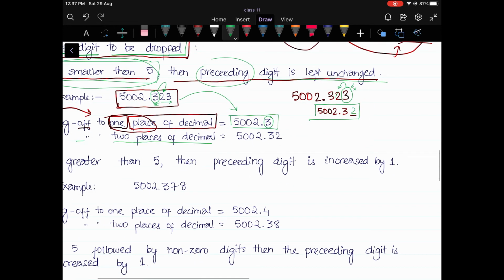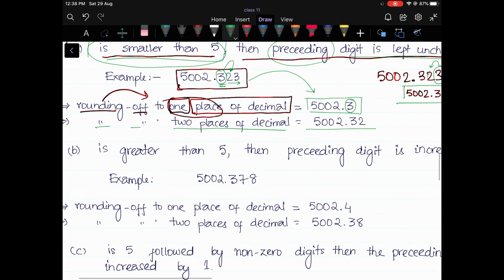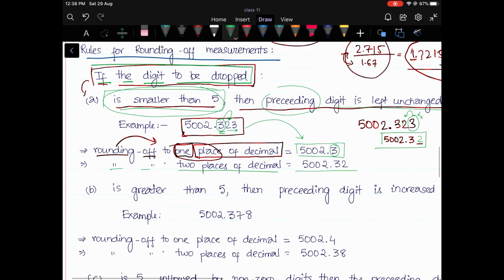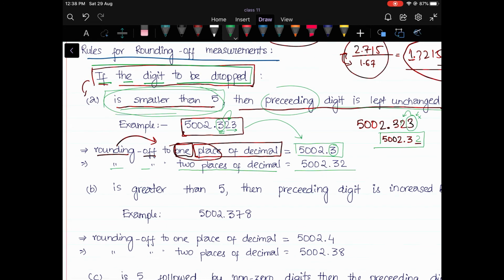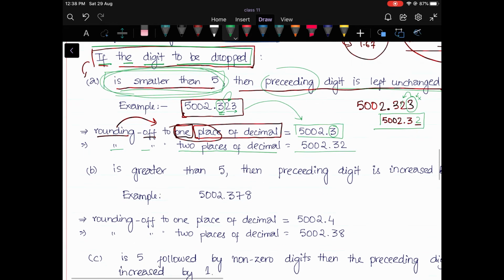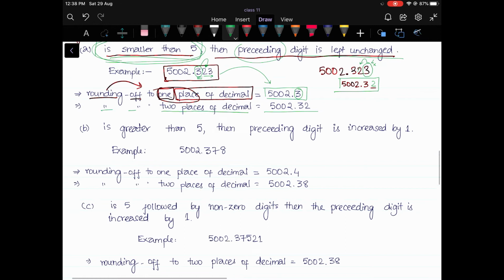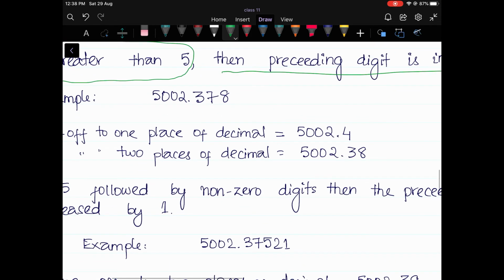So this is what we get if we want to round off a number to 2 places of decimals or 1 place of decimals, and the digit that has to be dropped is less than 5. Now rule number 2: if the digit that has to be dropped is greater than 5, then the preceding digit is increased by 1. So suppose we have the same example again, where we have changed some numbers, of course, 5002.378.